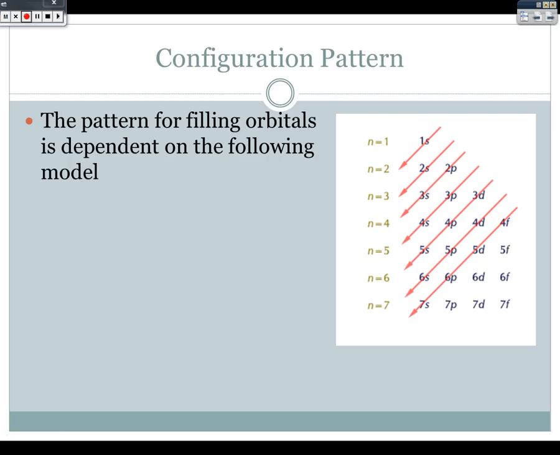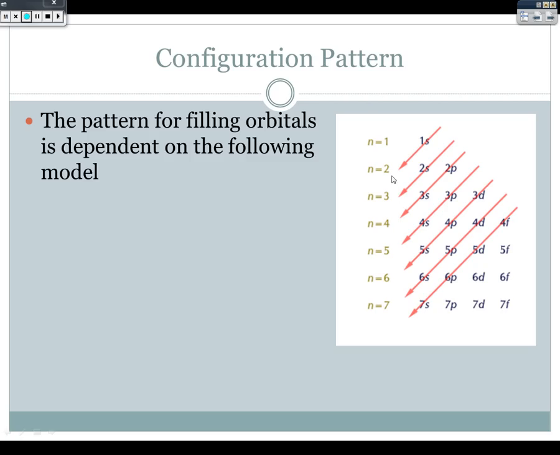Now the way that these get filled is a specific order, because it's not necessarily how you would think, because nothing ever is. But if you draw out this kind of triangle like this, and draw an arrow down through each of them, you can see how it's filled.